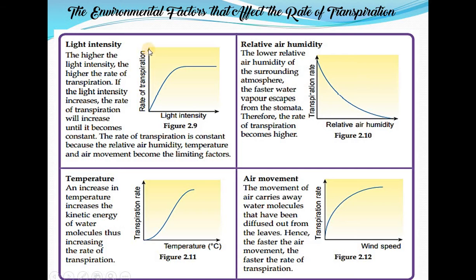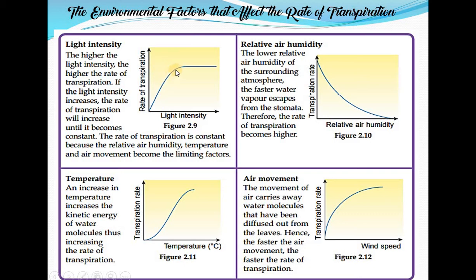This graph: the vertical axis refers to the rate of transpiration, and the horizontal axis refers to the manipulated variable here, the light intensity. What we can see from the graph is that it keeps increasing at the beginning, and then it becomes constant. So what happened here?